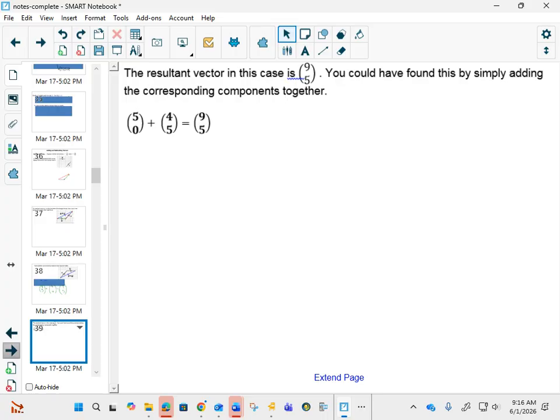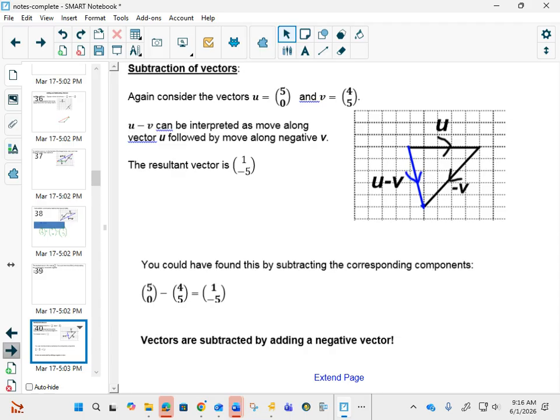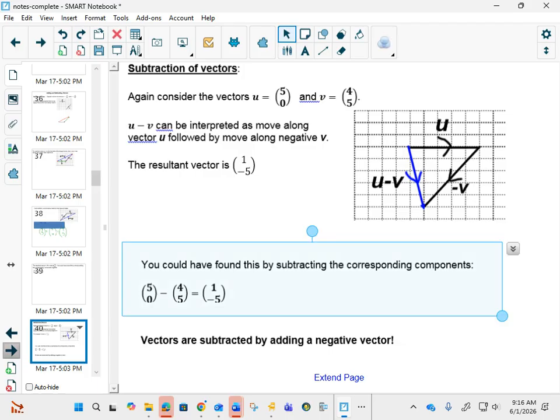So if we add the corresponding components together, especially if we look at column vectors, it's really easy to see them now. So same vectors, if we were subtracting, if you had u minus v, and again, the math is really easy. If I look at the corresponding vectors, I could just subtract components.